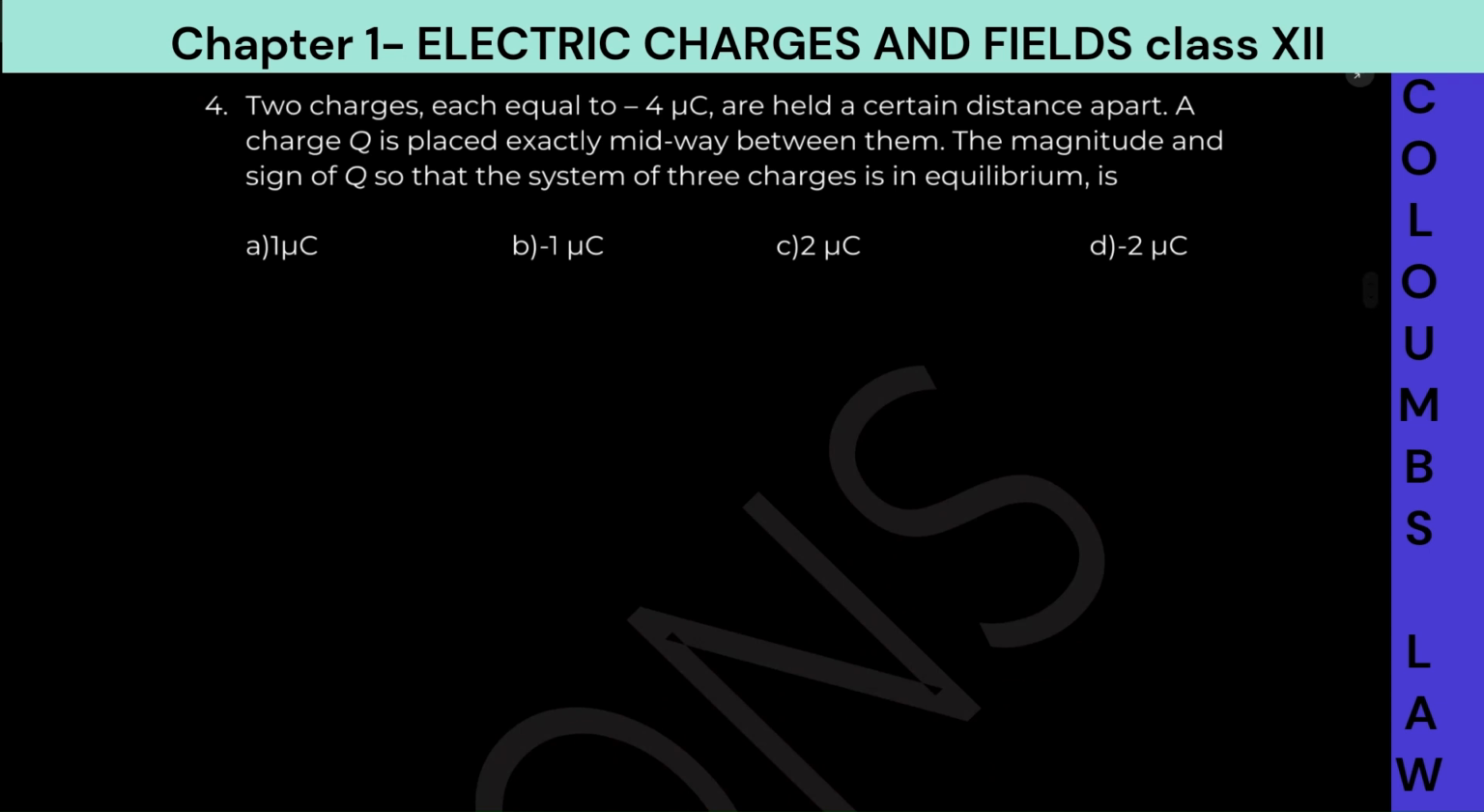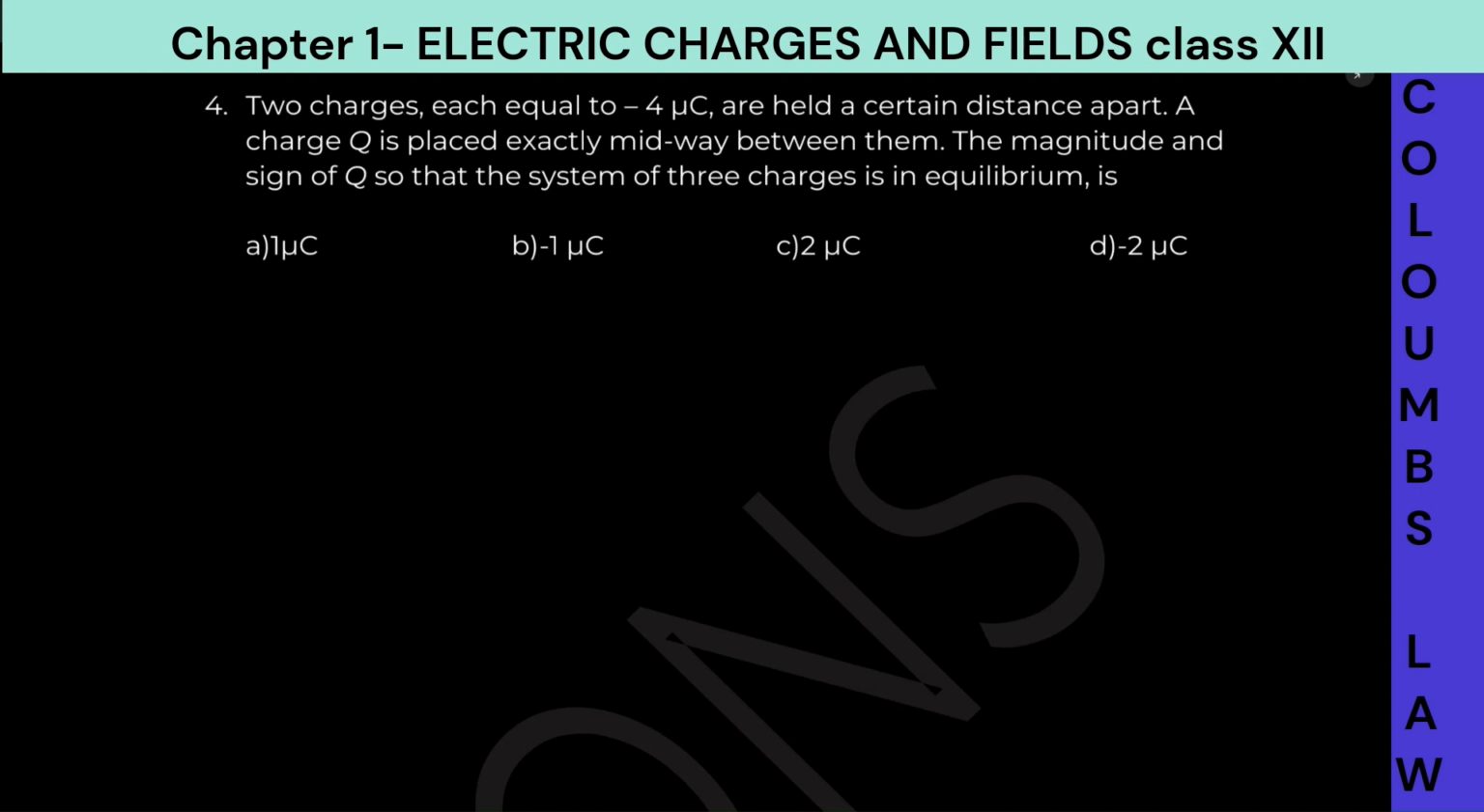Two charges, each equal to -4 microcoulombs, are held at a certain distance apart. A charge Q is placed exactly midway between them. We have to find the magnitude and the sign of this capital Q so that the three charges remain in equilibrium.